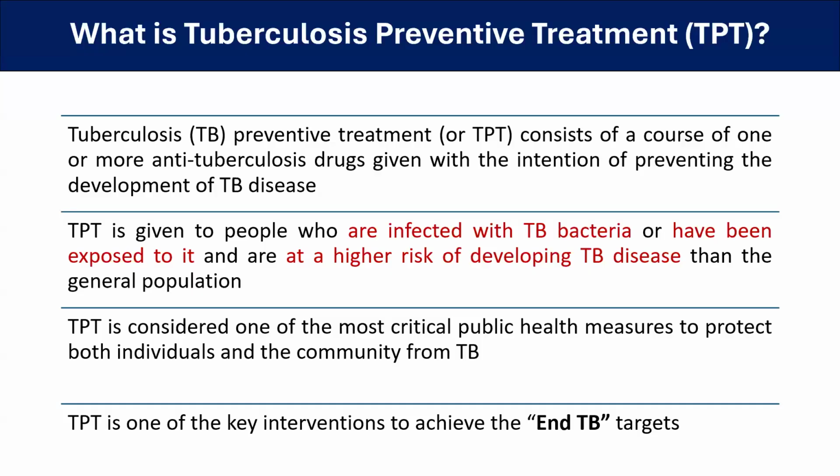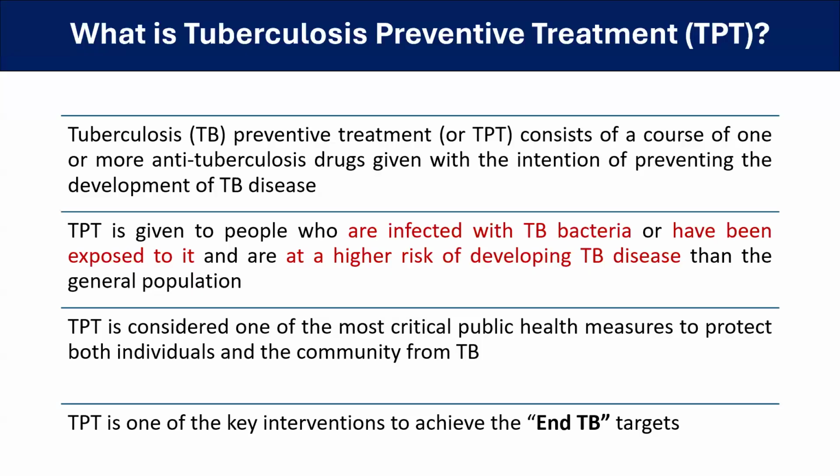So what is tuberculosis preventive therapy? This is a course of one or more ATT drugs, anti-tuberculosis drugs, which are given with the intention of preventing the development of TB disease. TPT is given to people who are infected with TB bacteria or have been exposed to it and are at a higher risk of developing TB disease than the general population.